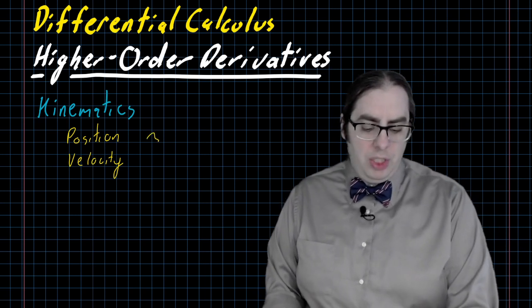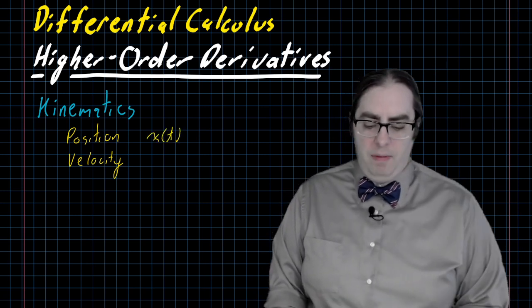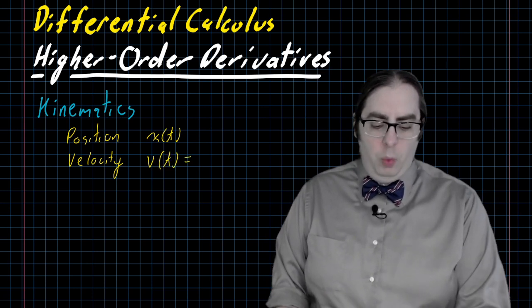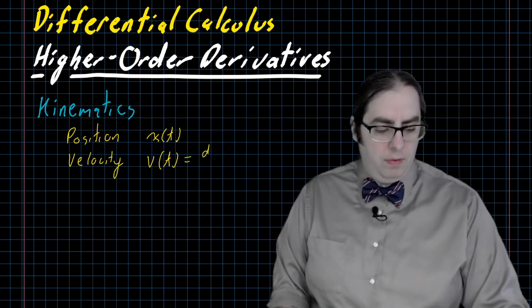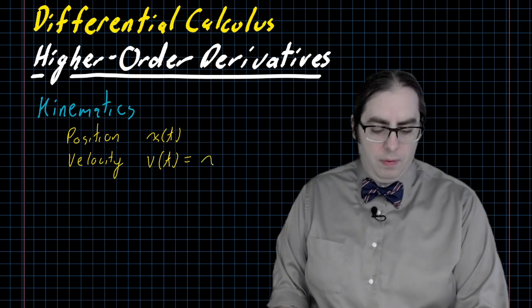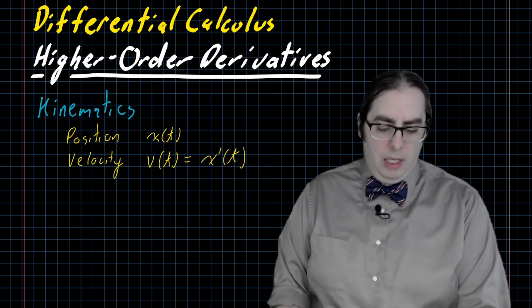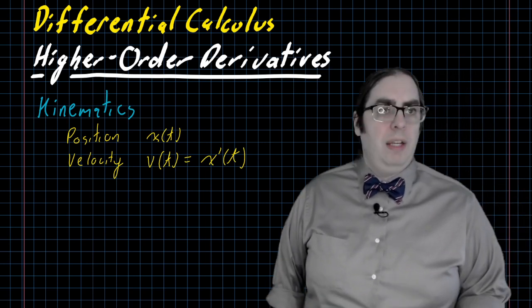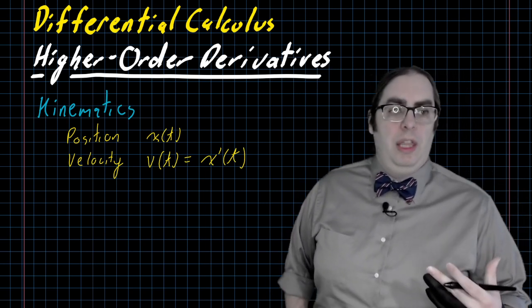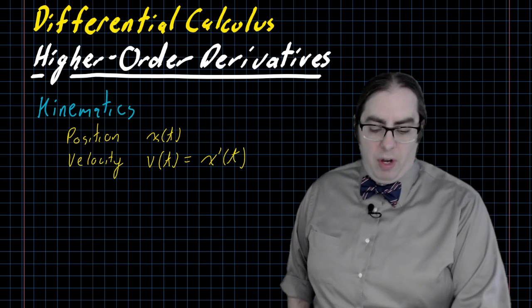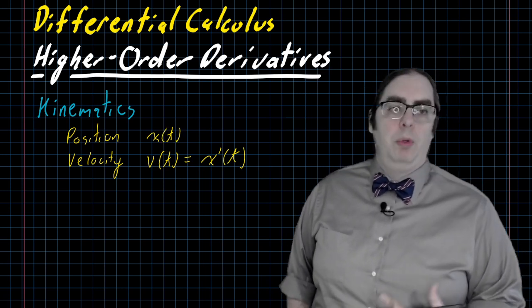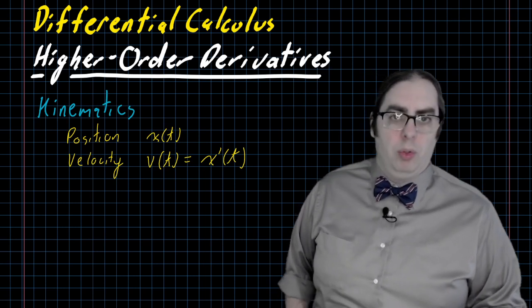So if position is x of t, then velocity v of t would be the derivative of x of t, x prime of t. Right? Derivatives are the change. And if our function is a function of time, then the derivative would be the change with respect to time.